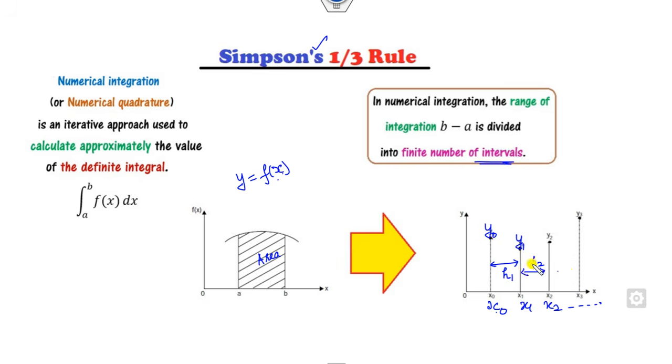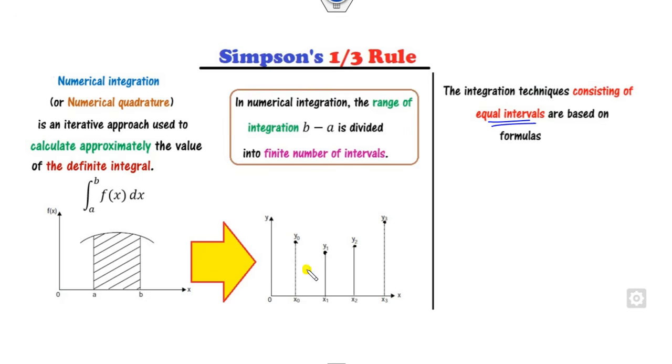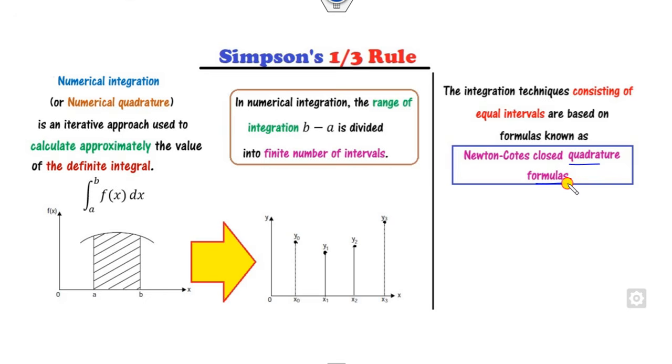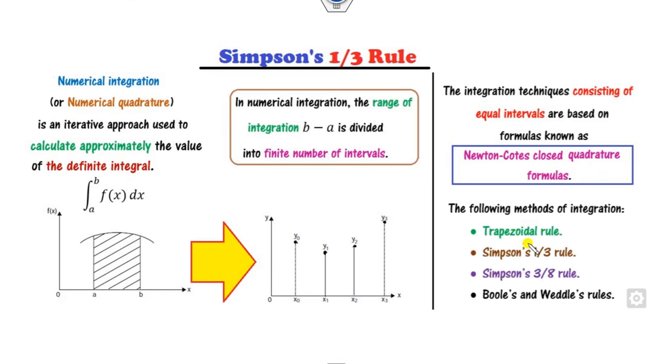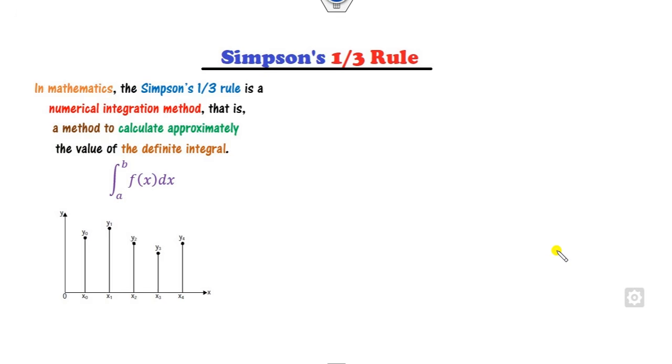If I consider that each has an equal interval, that is, the lengths of these are the same, then the method is called the Newton quadrature formula. And in this method there are several methods of integration available. We already discussed some of these in our last lecture, and in this lecture we will discuss the Simpson one-third rule. As I told you, the Simpson one-third rule is an approximate method which is used to calculate the definite integral.